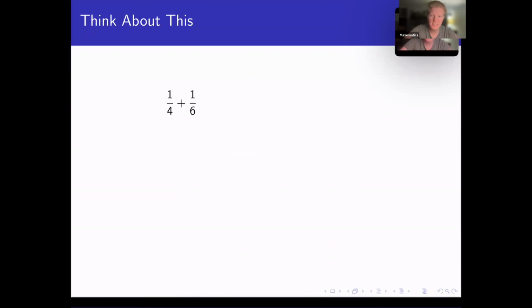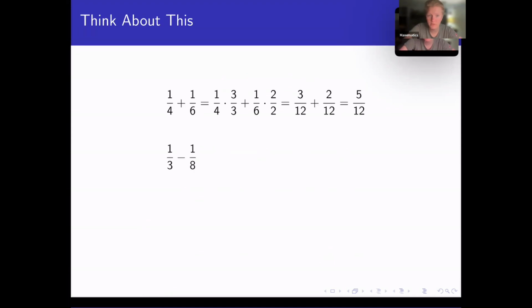1/4 plus 1/6. Well, they're kind of similar, right? Here, this is a multiple of 2, and this is a multiple of 2. So their least common denominator is not just 4 times 6. We can get both of them to look like 12. All right, 3/12 plus 2/12, 5/12.